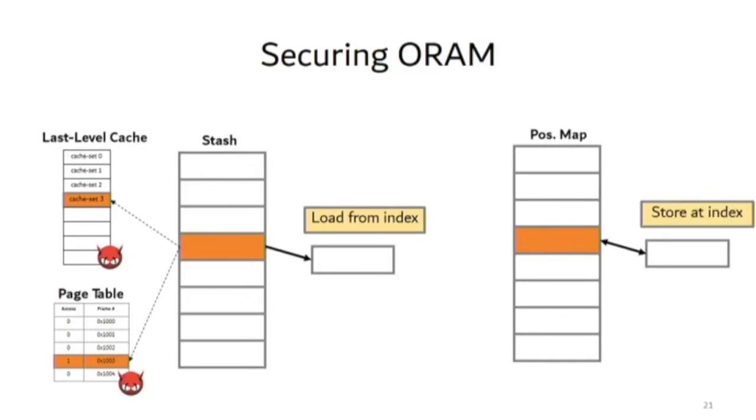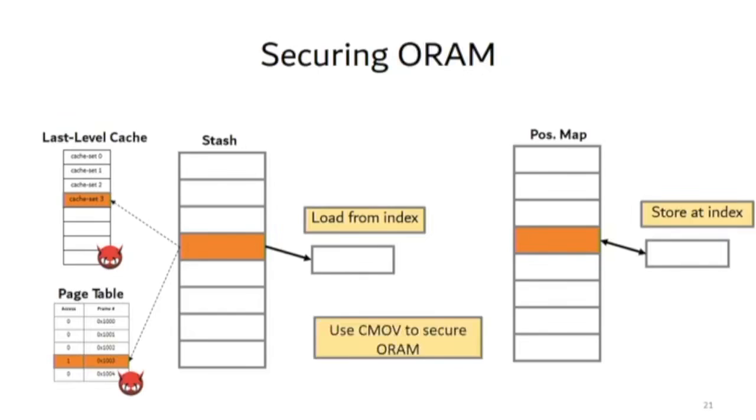Again, for the position map, you have to consult the position map on each access. You have to know exactly which index to access. And if the attacker knows what index within the position map you access, the attacker knows which block you are getting from the server, from the ORAM trees. So again, that would defeat the whole purpose of ORAM.